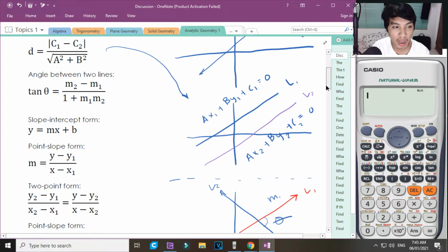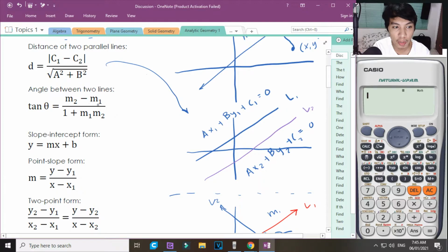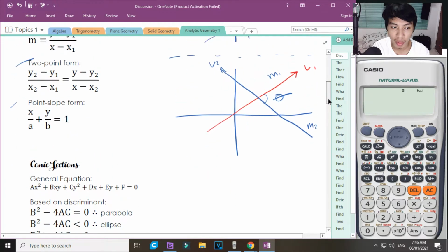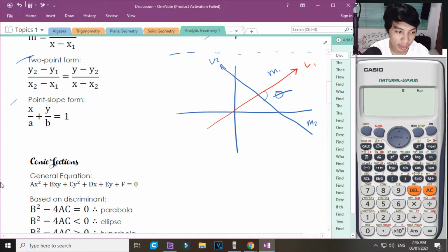Maraming paraan in order for you to know the slope of a line. Meron tayong slope intercept, point slope, two-point form, and then point slope form. Okay? Now, wait ha. Paano natin to?